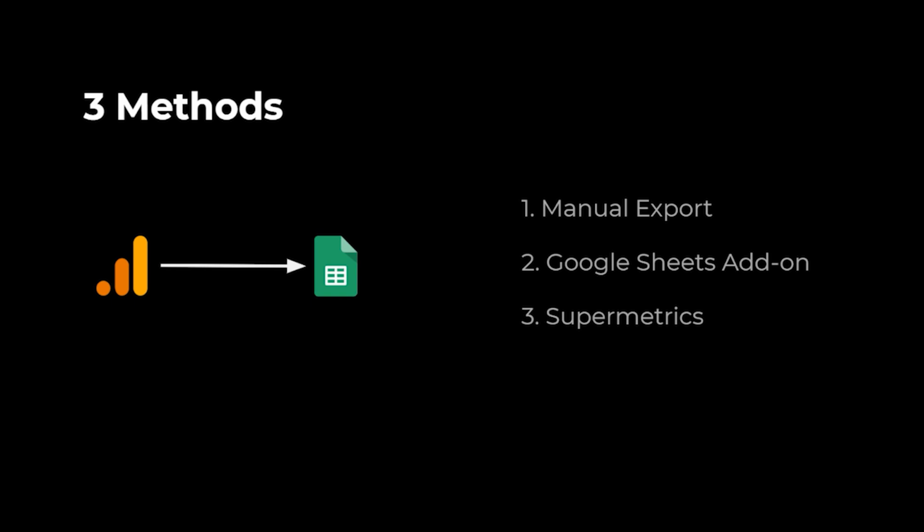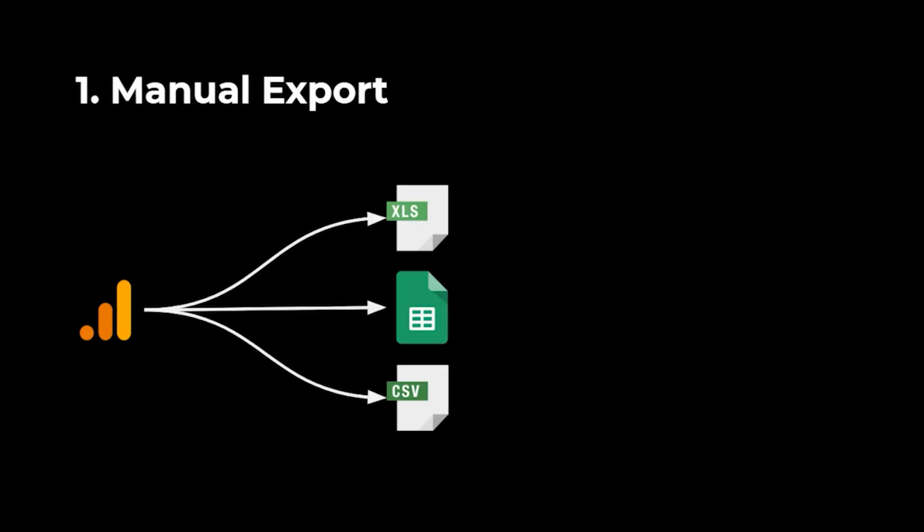Today, I'm going to briefly demonstrate and compare 3 different methods of extracting data from Google Analytics into a Google Sheet. Manual export from Google Analytics interface, Google Analytics add-on for Google Sheets, and Supermetrics. Okay, so let's start with the first method, manual export. In short, you use the Google Analytics interface to adjust the report the way you want it to be exported, and then you use the built-in functionality in GA to download a CSV or Excel file or directly export your data into a Google Sheet. Let's see how it's done.